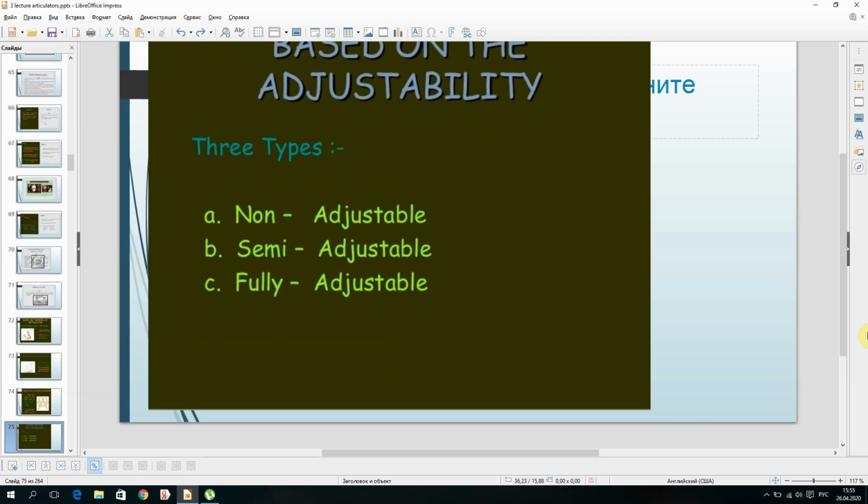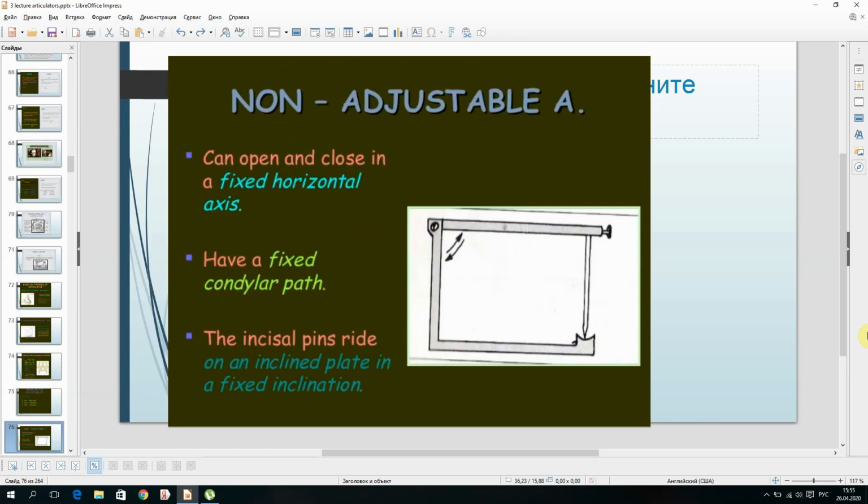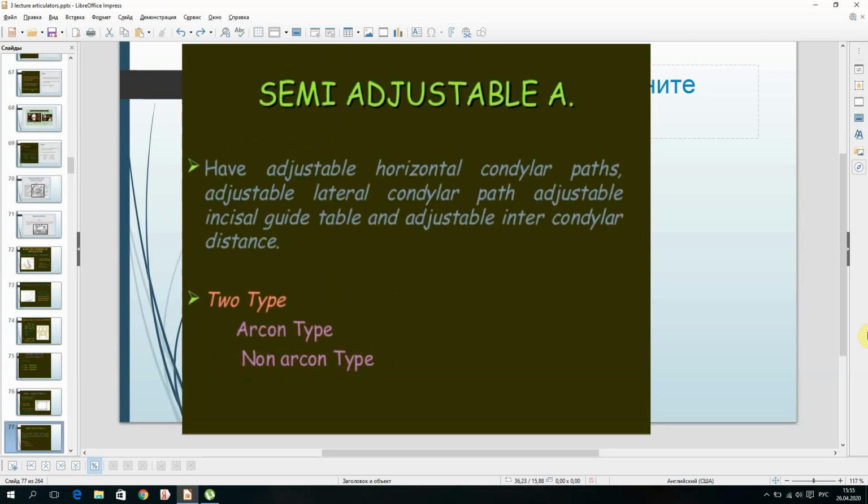Based on the adjustability, there are 3 types: non-adjustable, semi-adjustable, fully adjustable. Non-adjustable articulators can open and close on a fixed horizontal axis, have a fixed condylar path, and the incisal pin rests on an inclined plate with a fixed inclination. Semi-adjustable articulators have an adjustable horizontal condylar path, adjustable lateral condylar path, adjustable incisal guide table, and adjustable intercondylar distance. 2 types: Arcon type, non-Arcon type.